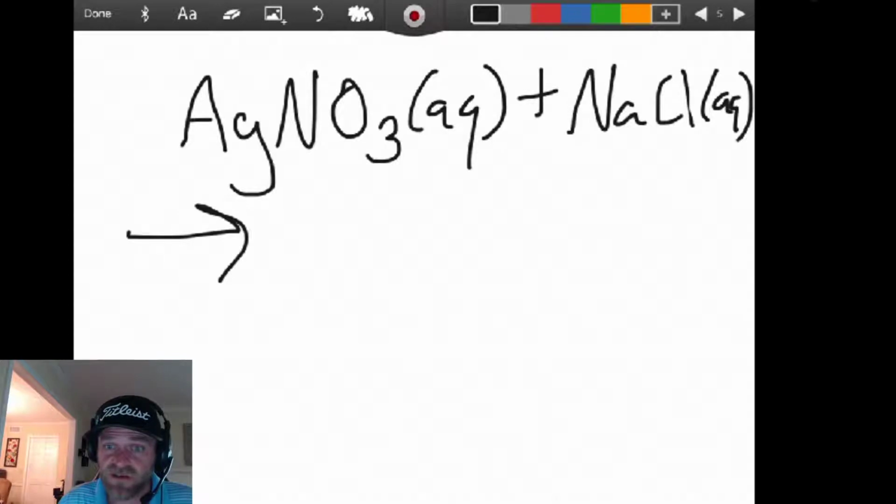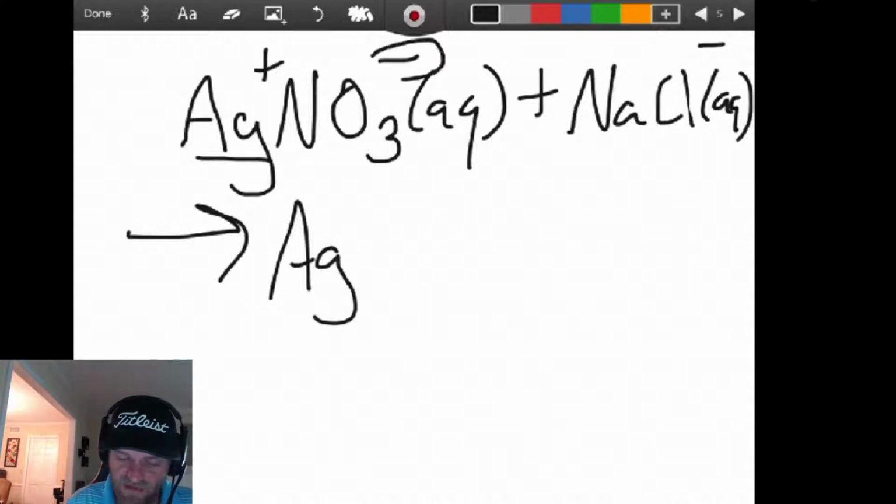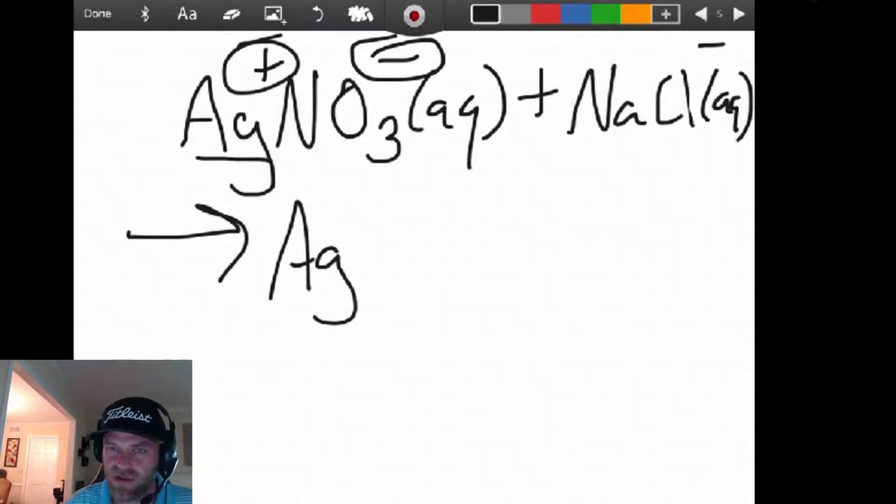So what I'm going to do first is I'm just going to switch them. Okay, Ag will switch. Remember, Ag is a plus. Now this is why I say it's important to look at that table and see what your charges are. I know that nitrate is a -1 charge right here. In order for that to be paired up with silver, then that silver has to be +1. Okay, I think I kind of jumped ahead of myself there.